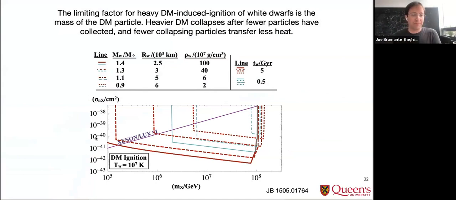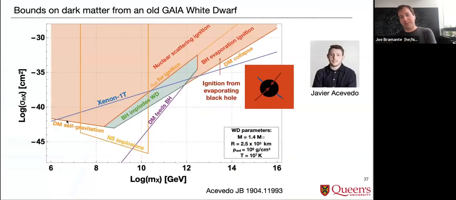Or to put this a little bit differently with a slightly more complicated plot, this dotted line here shows you, as a function of the dark matter mass, how large I have to make the dark matter nucleon scattering cross-section so that I'm transferring energy from the collapsing ball of dark matter into the white dwarf material fast enough that it raises the temperature of the white dwarf to the ignition temperature, which is about 10^10 Kelvin, or about a mega electron volt if you like natural units.